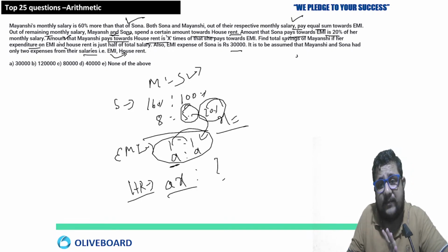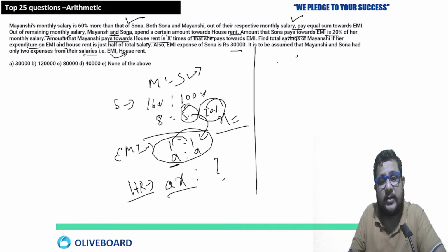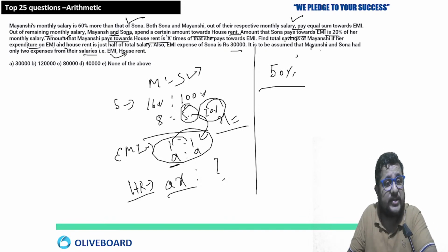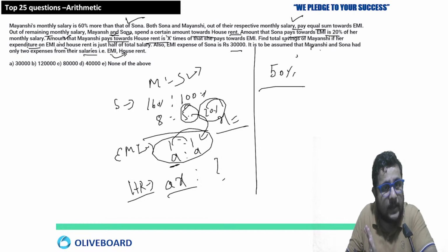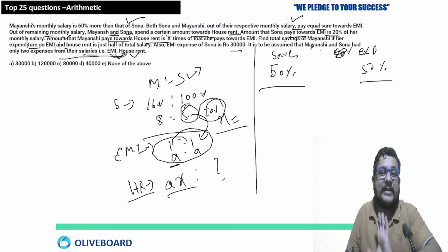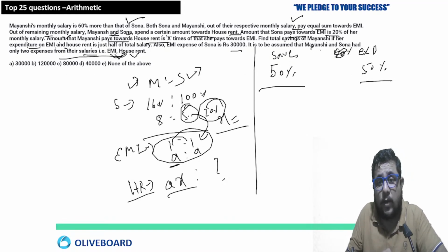Find the total saving of Mayanshi if her expenditure on EMI and house rent is just half of the total salary. So they have mentioned that she is saving 50%, because they have mentioned she has only two expenses, EMI and house rent. So 50% she will save and 50% is the expenditure. If I calculate the salary, half of that is going to be the saving here. Now what else is given?